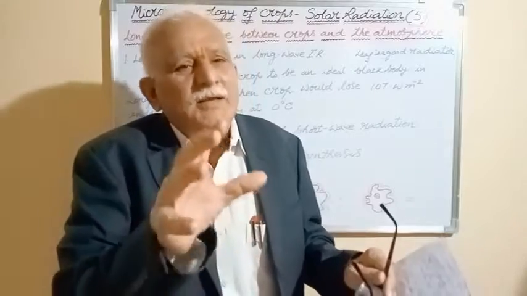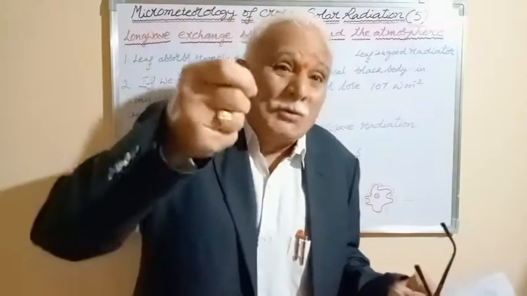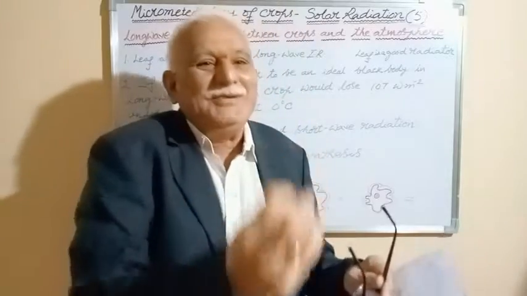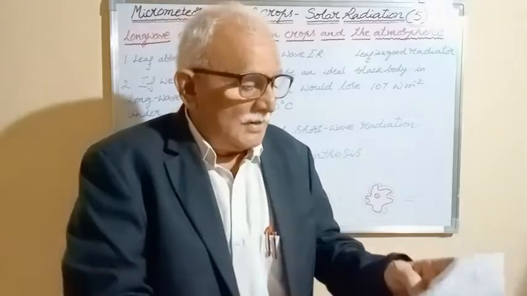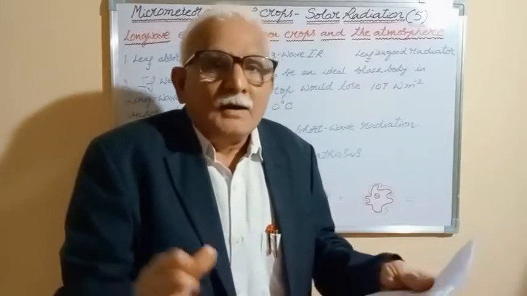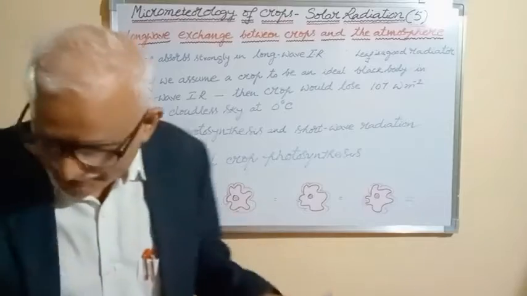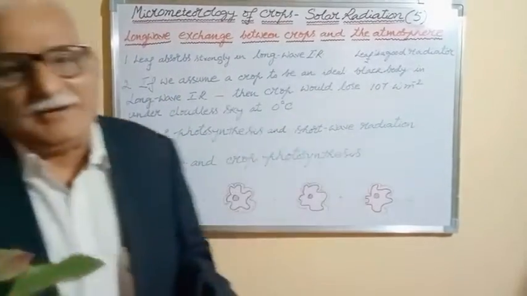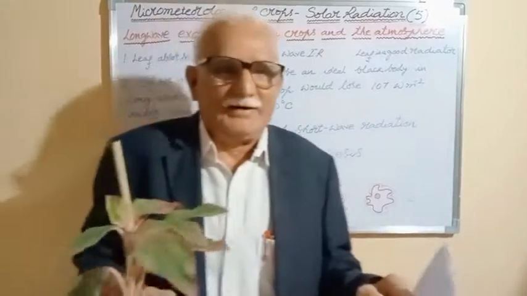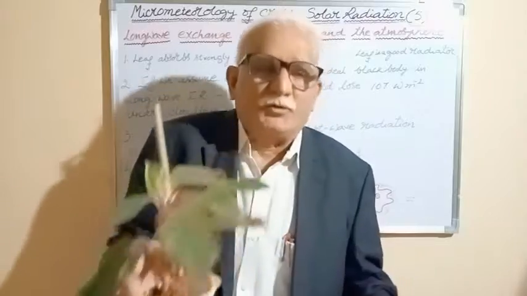So that would be a good approximation to understand the long wave radiant exchange between the crop and the atmosphere. That's what. Now here, most of the photosynthesis. Another important thing we try to understand: leaf photosynthesis and short wave radiation. Then we try to understand long wave radiation. As far as photosynthesis is concerned, short wave radiation, leaf photosynthesis.